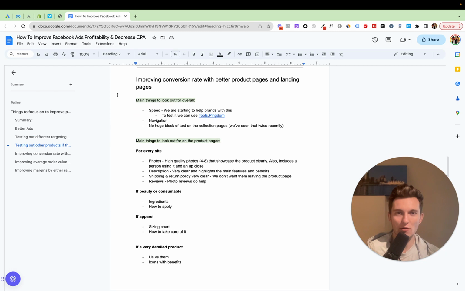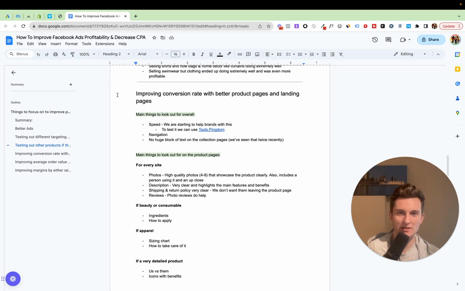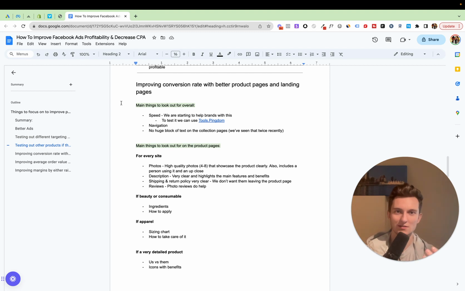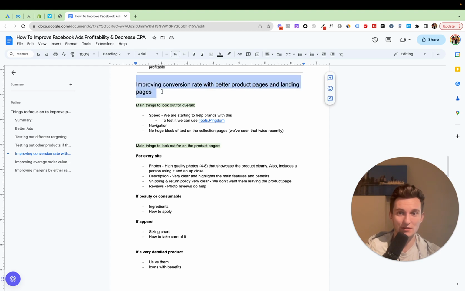Next one up. The first 3 are really just about the advertising side of things. That's just one piece, because if you look at the whole funnel, they see the ad, then they click through and now they're on the site. So anyone who tells you the site doesn't matter is out to lunch, because it definitely matters quite a bit. So now, improving conversion rate with better product pages and also landing pages. You do want to test that out. The main things to look out for overall, I would say, one is speed.